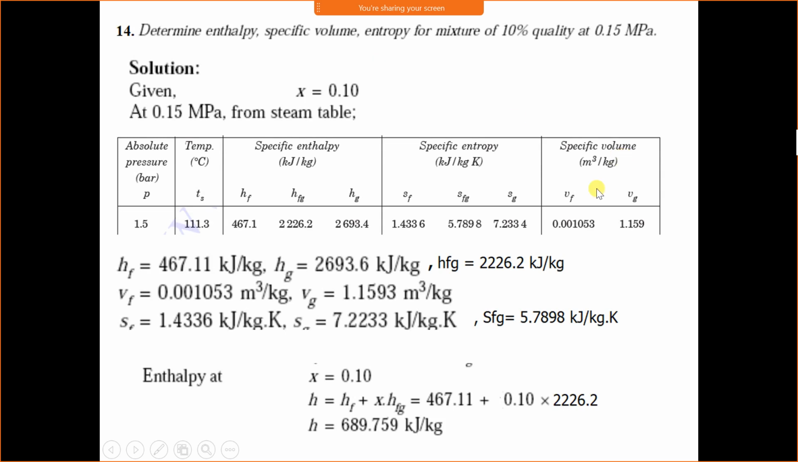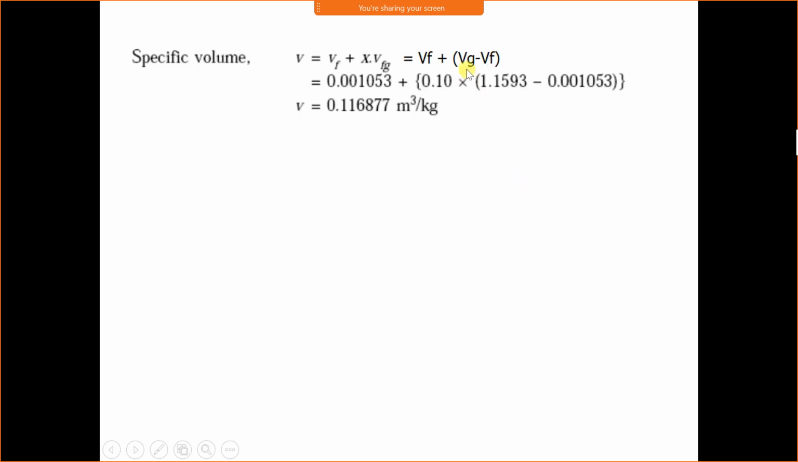Similarly, for specific volume, vf plus x vfg, but the value of vfg is not given in the table. vfg is equal to vg minus vf. Therefore, I have written vg minus vf. The value of vf is 0.001053 plus 0.10 into vg, 1.1593, minus vf, 0.001053. It is coming out to be 0.116877.